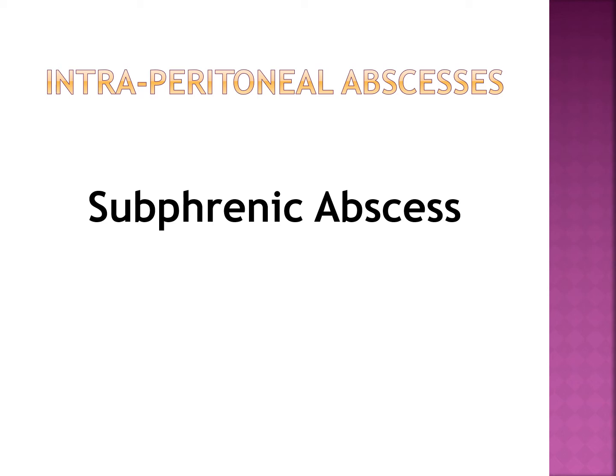What happens if the general condition of the patient is good and the localizing factors are working well? This will lead to either complete resolution of the infection or localization of infection to one part of the body, leading to what is known as intraperitoneal abscesses. We will discuss two examples of intraperitoneal abscesses: the subphrenic abscess and the pelvic abscess.